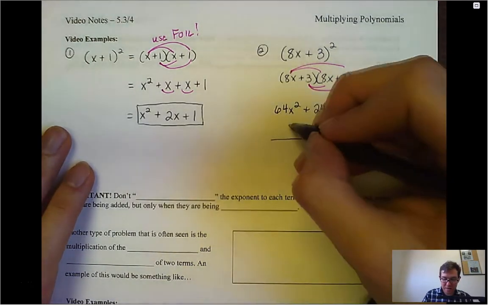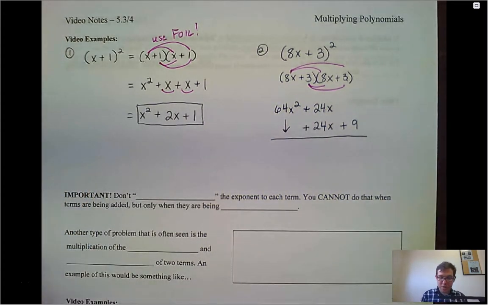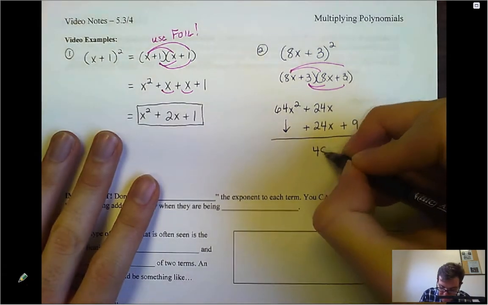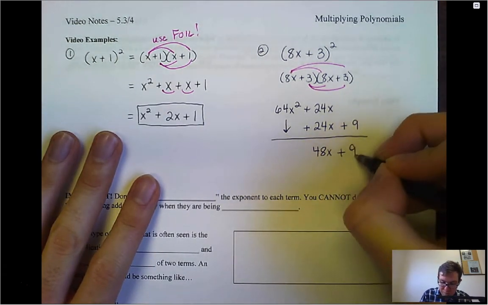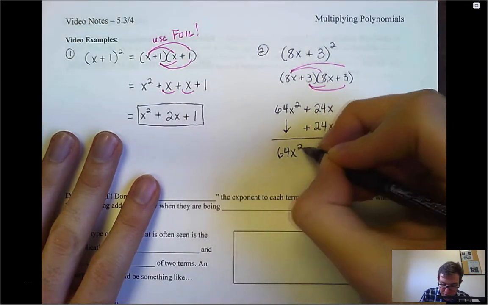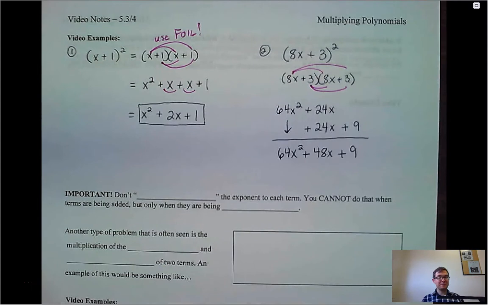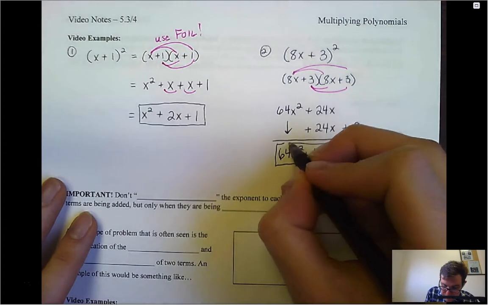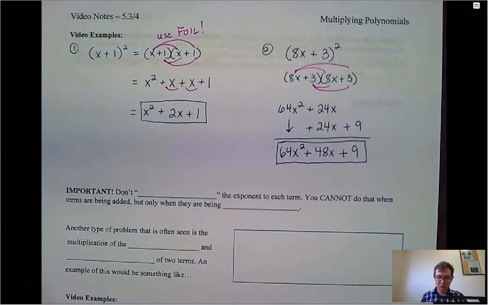So from there, I can combine like terms. So I have the 24x's. Those are the same. So that will give me 48x. And then just bring down the plus 9 and the 64x squared. And there we have it. And that one is completely finished. Okay, all right. So that is a couple of examples of where we take a binomial and we multiply it by itself.